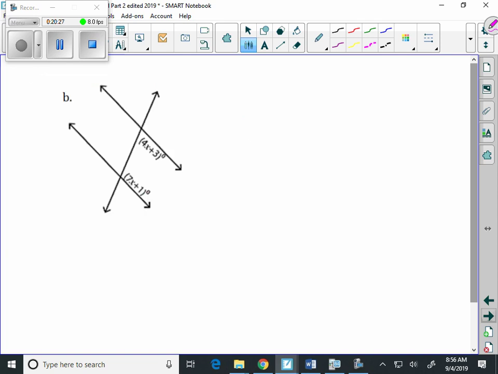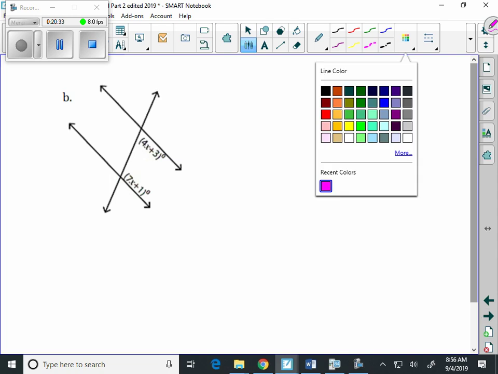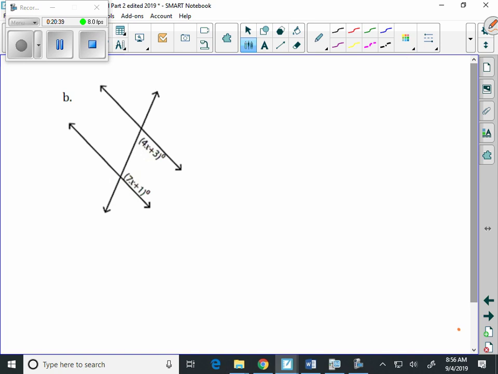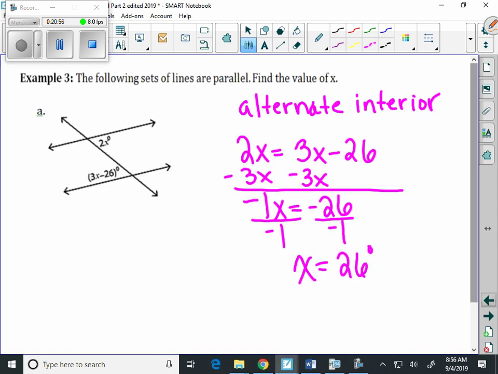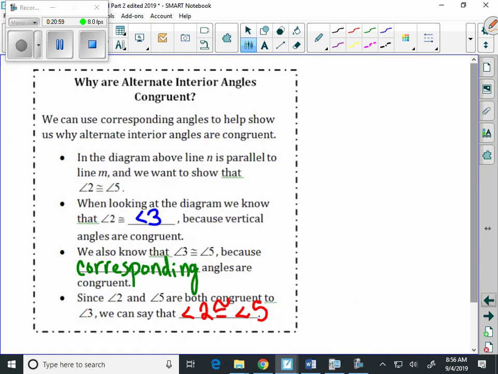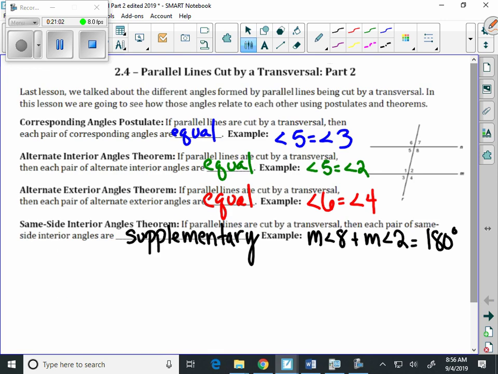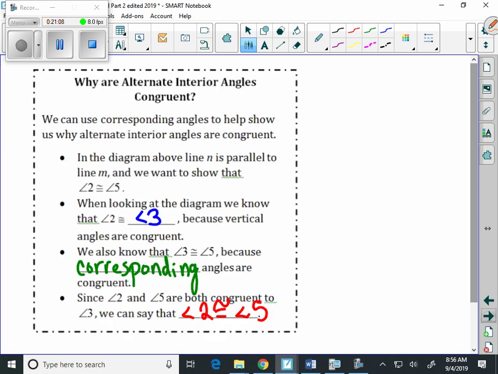Letter B. Again, can we identify the different types of angles? Well, on this particular diagram, we've got two parallel lines cut by a transversal, and then we have same side interior angles. And if we look back to the front of our paper, what it says about same side interior angles is that our angles are going to be supplementary. They're going to add to be 180 degrees.